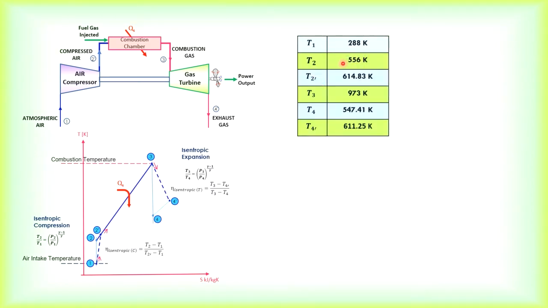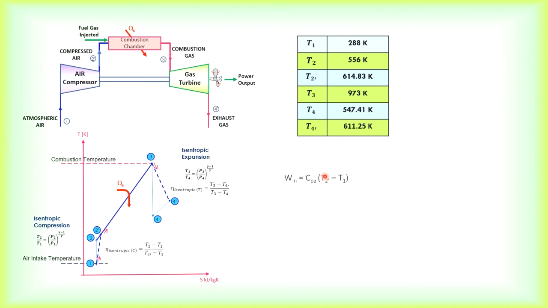So I have listed out all the temperatures which we have found and given, so that it makes our working much easier. Now the work in, that is the compressor, CPA, the A side. We are taking 2 prime and 1. So CPA times T minus T1.